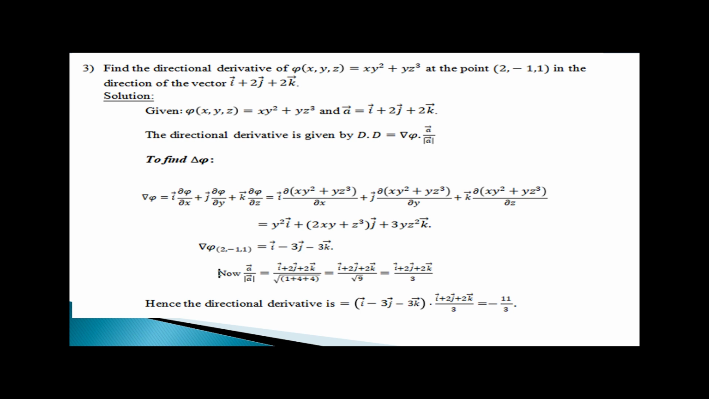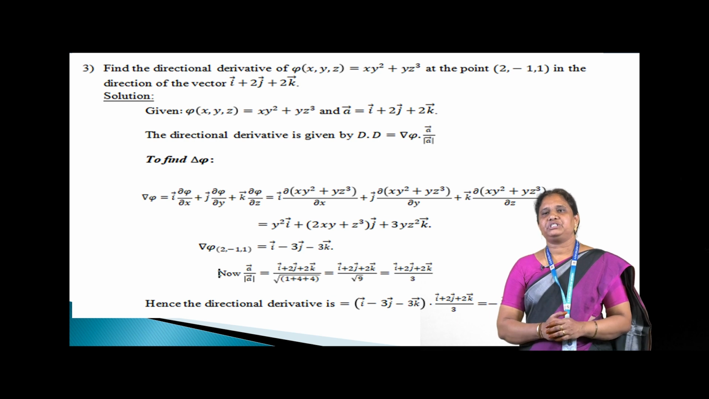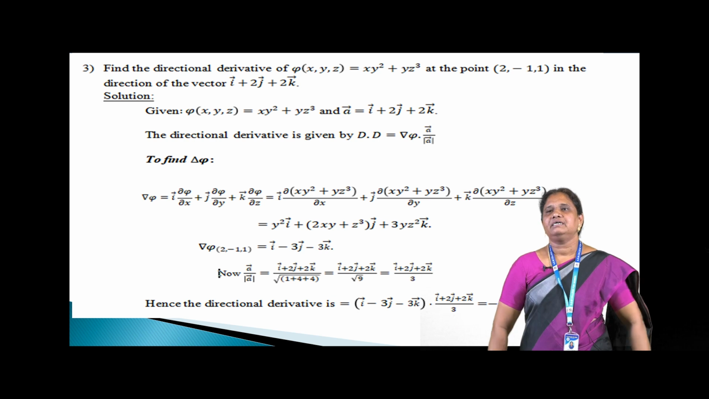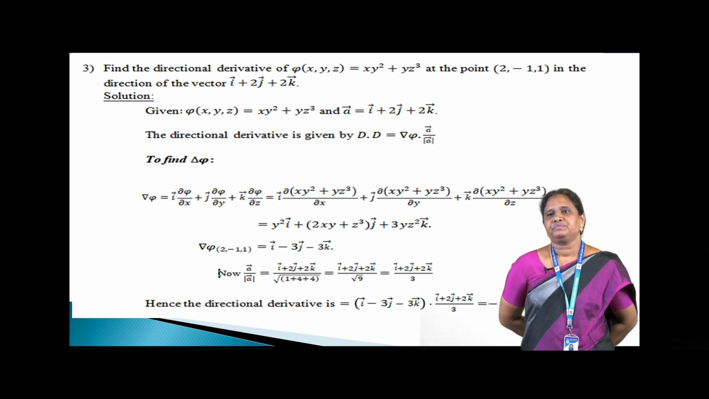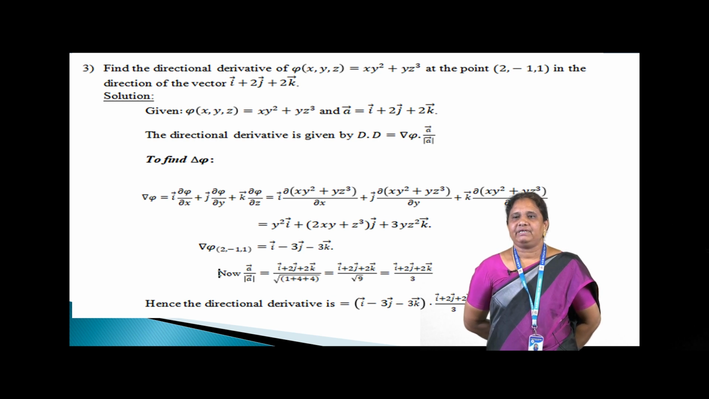We have to square the values of the coefficients i, j, k in the given A vector. Therefore, square root of 1 plus 4 plus 4, we get root 9 and the answer is 3. Therefore, A vector divided by modulus of A vector is i vector plus 2j plus 2k vector divided by 3. Now, the directional derivative: we have to dot product del phi and A vector by modulus of A vector. Dot producting, we get the answer minus 11 divided by 3.